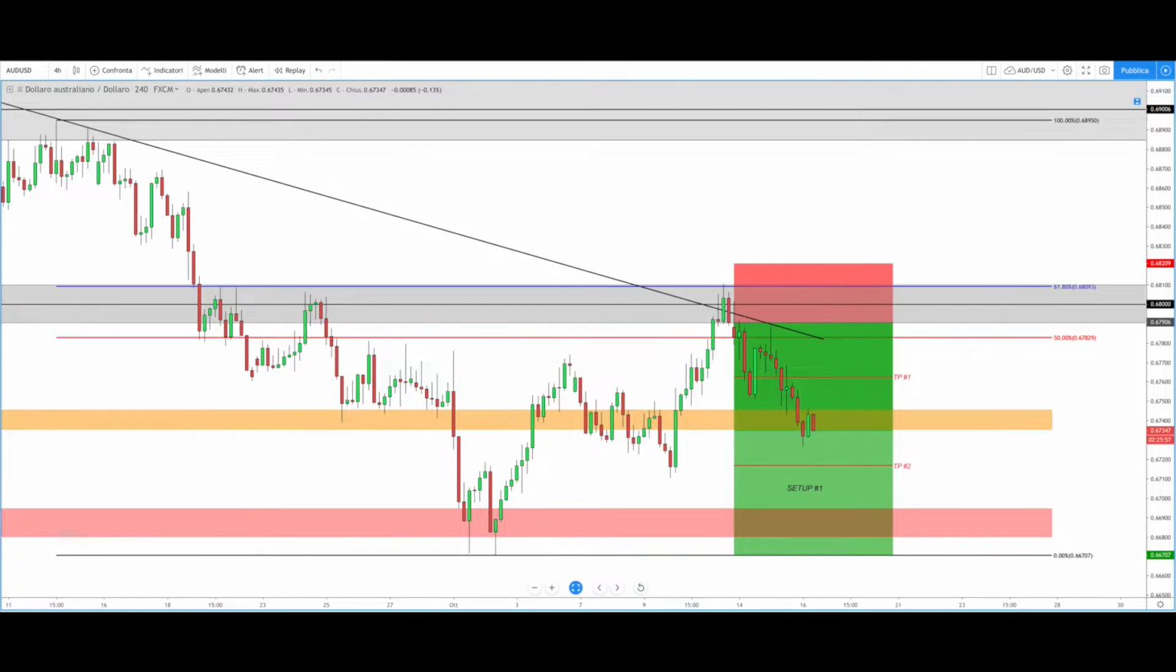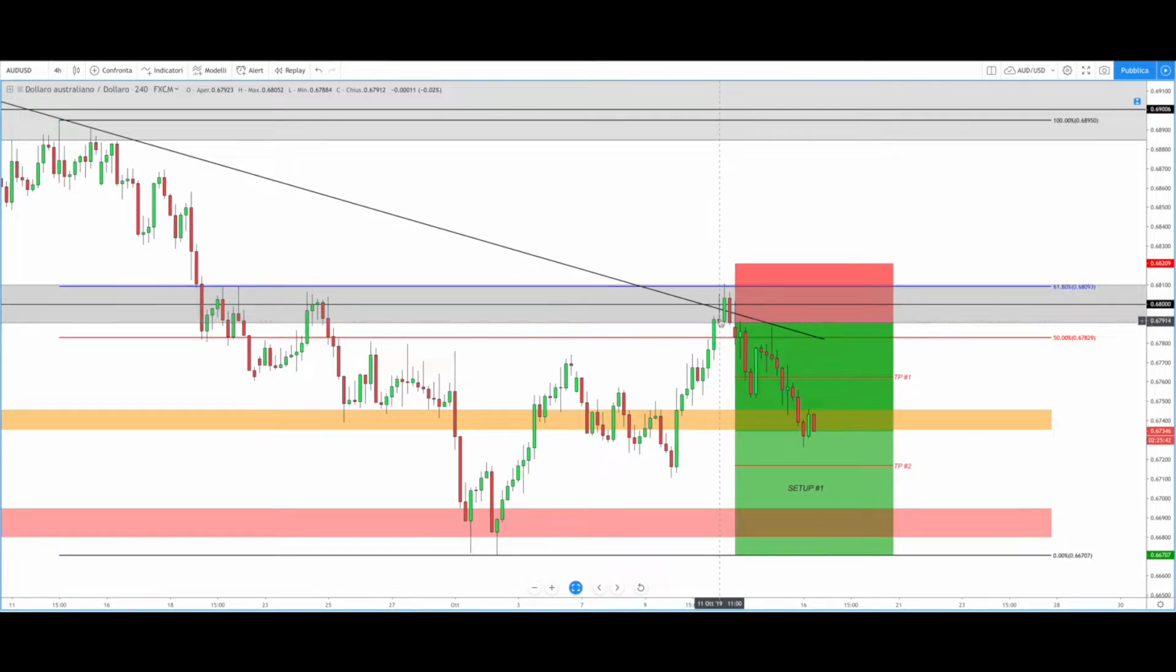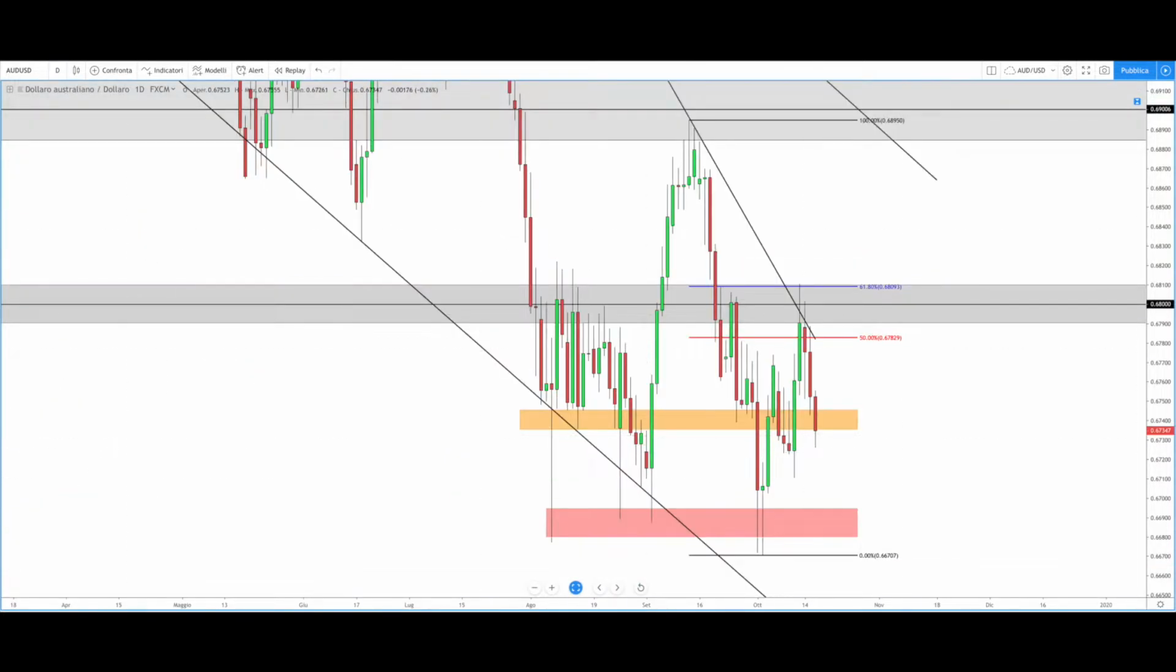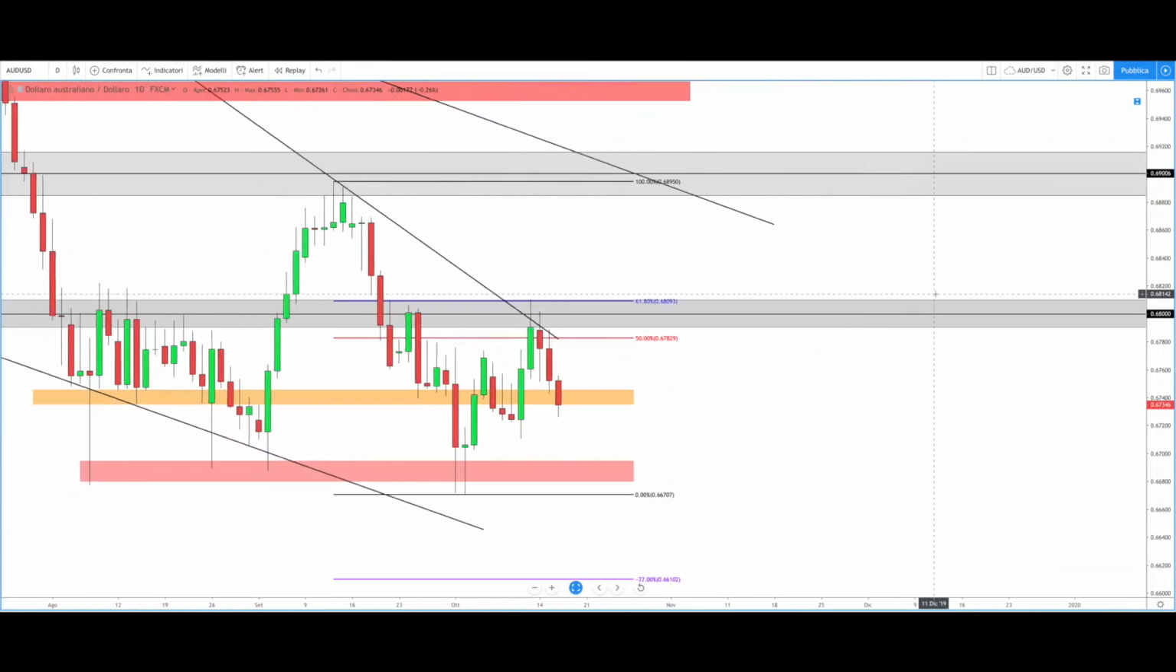We can start with this beautiful entry on Australian dollar US dollar on the 4-hour time frame. We can see here, guys, that last week the price started this strong bullish movement, and just before the weekly closing the price reached this key level 0.68 and this strong bearish trend line. To watch this situation better, guys, we need to go to the daily time frame.